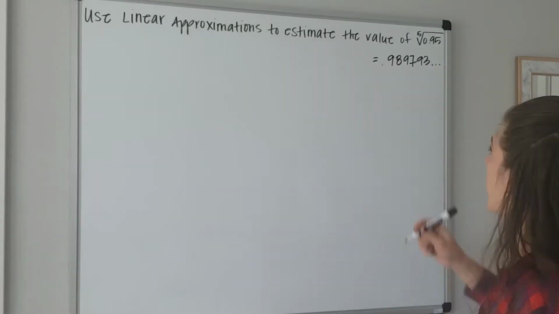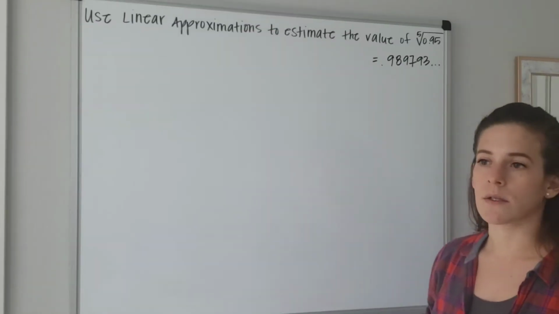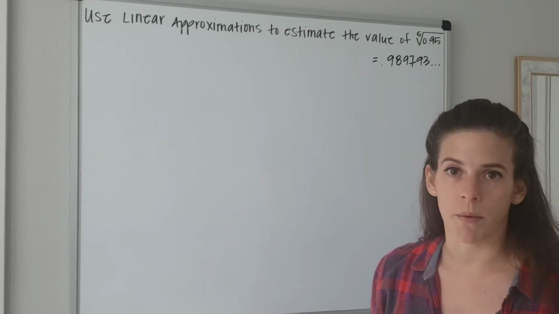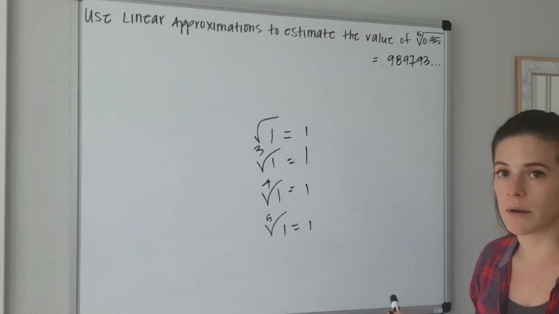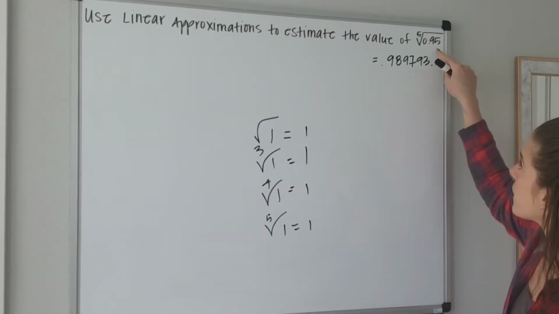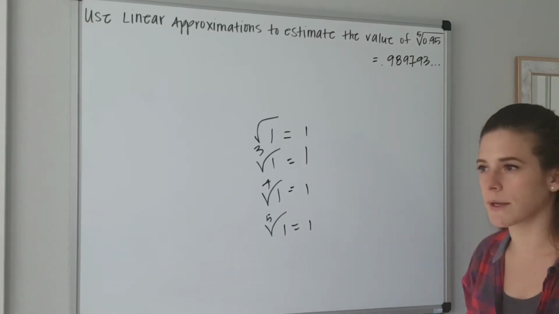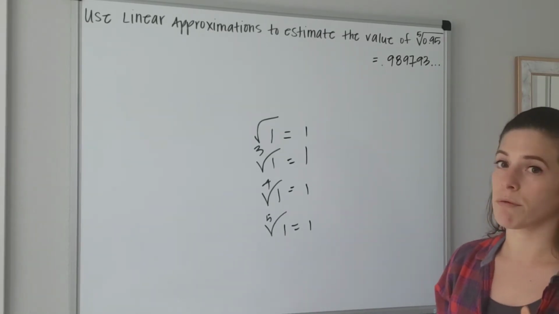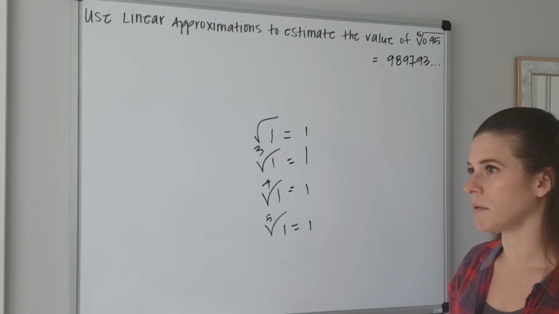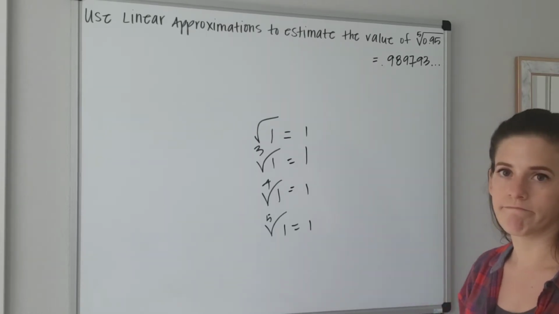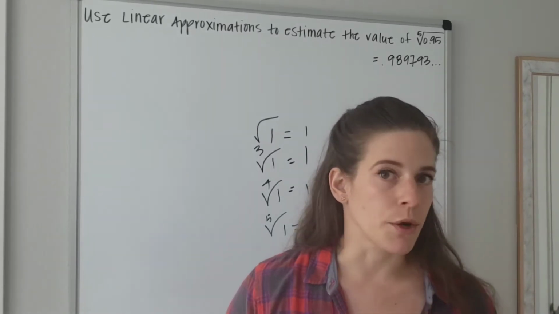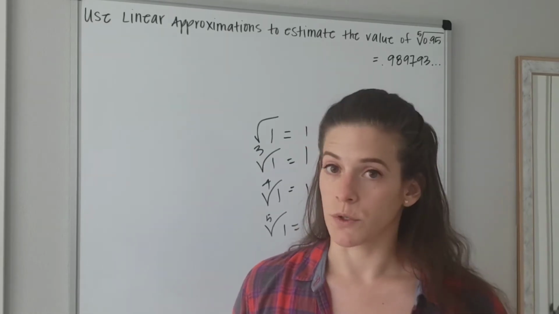No problem. I know 0.95 is super close to the number 1. The fifth root of 1 is going to be 1. 0.95 is a smidge less than 1, so I think the fifth root of 0.95 is going to be a super smidge less than 1. That's actually exactly what linear approximations are, except with a super fancy formula.